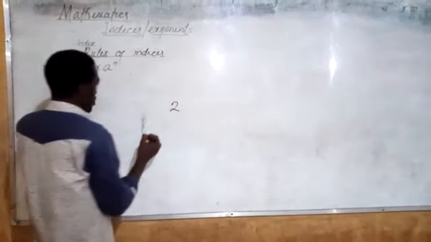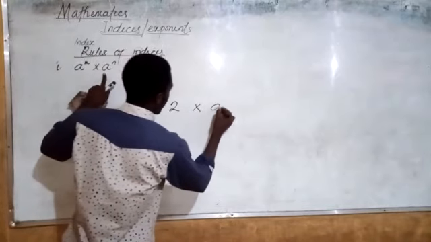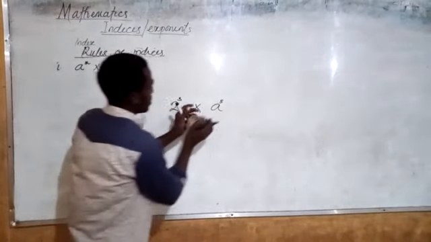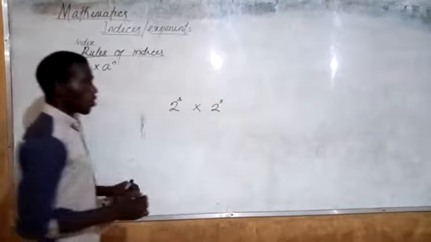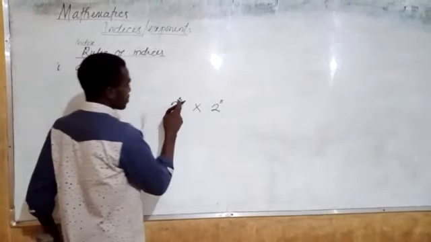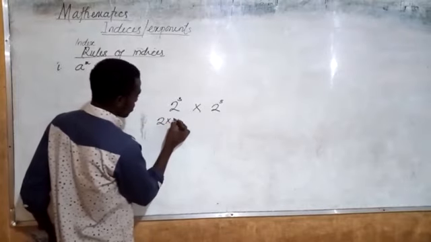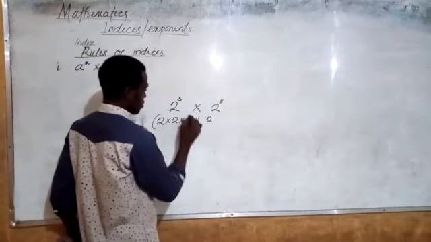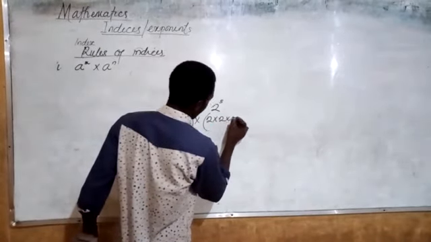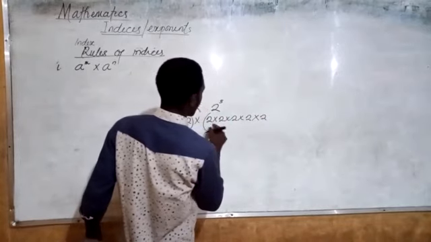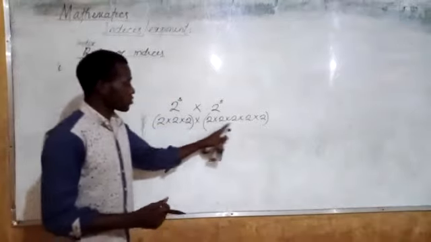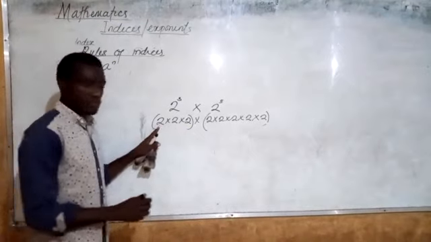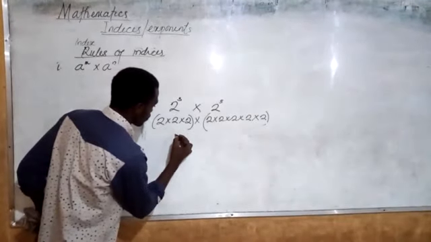For example, if a were to be 2, n were to be 3, and m were to be 5. So a is 2. What would this mean? This would be 2 in 3 places, that would be 2 times 2 times 2. And this would mean 2 in 5 places, so this is 2 times 2 times 2 times 2 times 2, that is, those are 5. Alright, so we have 2 times 2 times 2, I guess that's 32, 64, 128, and 256. So everything together will give us 256.